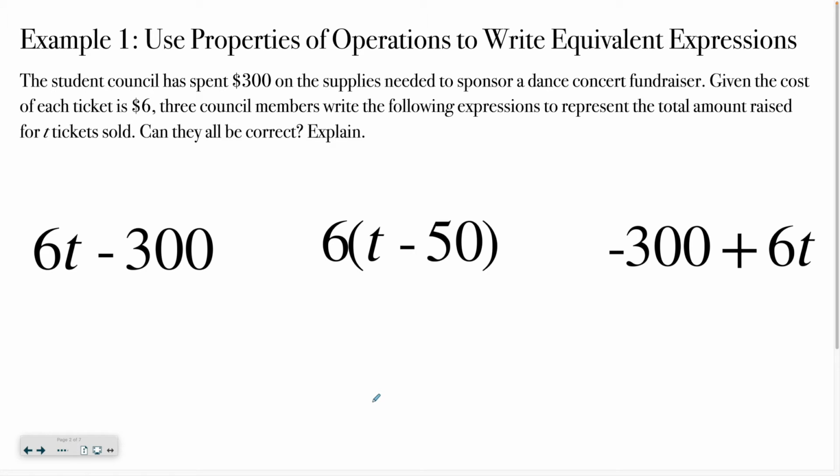Okay, so first, we have the student council has spent $300 on the supplies needed to sponsor a dance concert fundraiser. Given the cost of each ticket is $6, 3 council members write the following expressions to represent the total amount raised for t tickets sold. Can they all be correct?